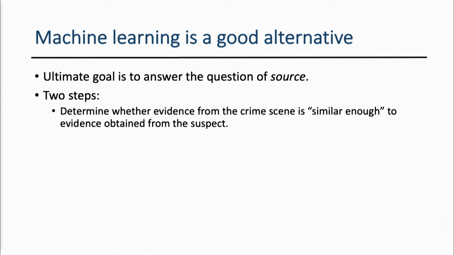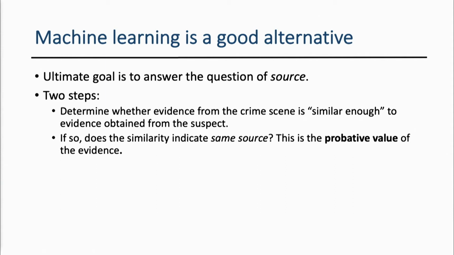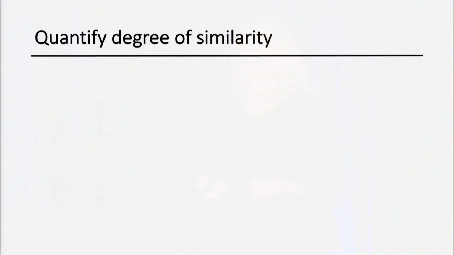So you might want to quantify the degree of similarity between the two samples, but that doesn't tell you the whole story. So the next question is, how significant is that degree of similarity? This is what's called the probative value of the evidence. If you would observe a high degree of similarity only when the two samples have the same source, then you have highly probative evidence. If you would observe this degree of similarity anytime, then of course your evidence is not probative at all. So there's two pieces to this story, and machine learning can actually play a role in both of those pieces. So let's start with quantifying the degree of similarity.